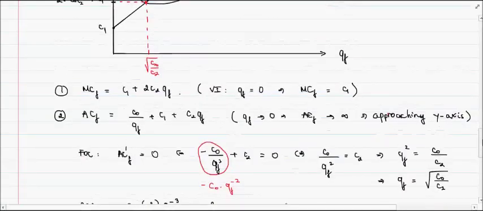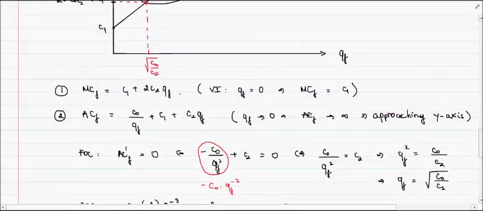Alright, so the next one is the marginal revenue and the average revenue.